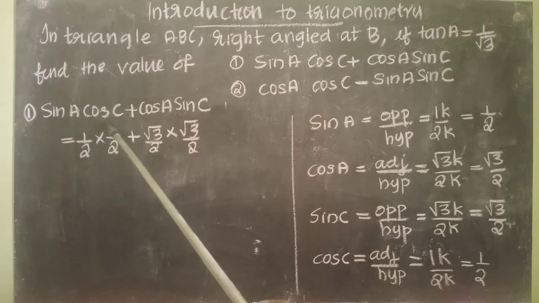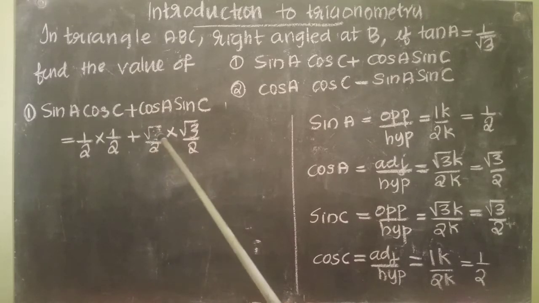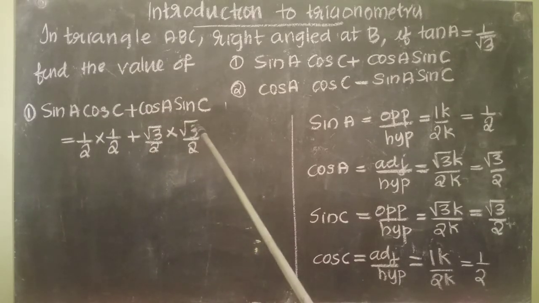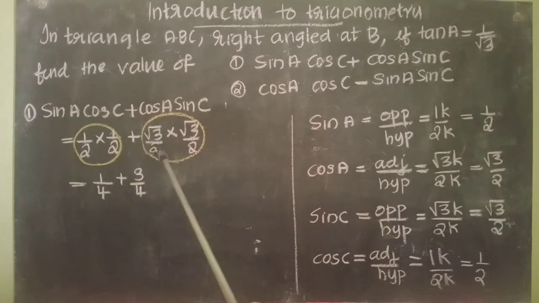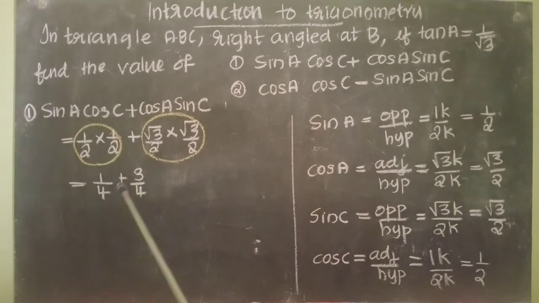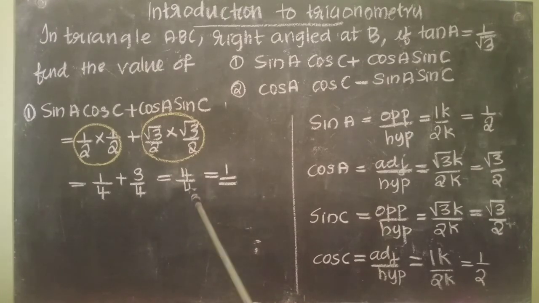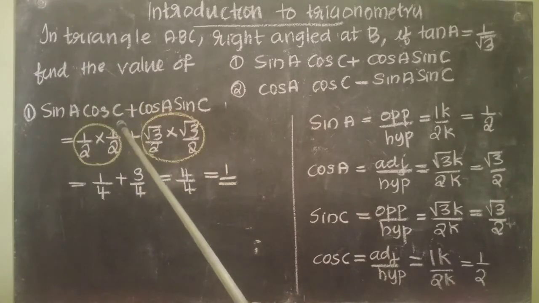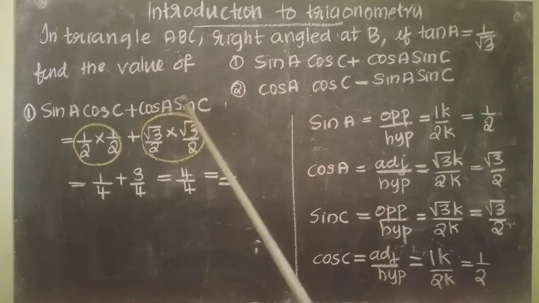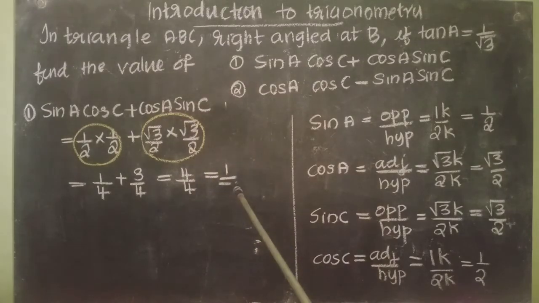Now the first question, sin A cos C plus cos A sin C, that is equal to 1 by 2 into 1 by 2 plus root 3 by 2 into root 3 by 2. 1 by 2 into 1 by 2, that is equal to 1 by 4. Root 3 by 2 into root 3 by 2, that is equal to 3 by 4. So 1 by 4 plus 3 by 4, that is equal to 4 by 4 that is equal to 1. So sin A cos C plus cos A sin C equal to 1.